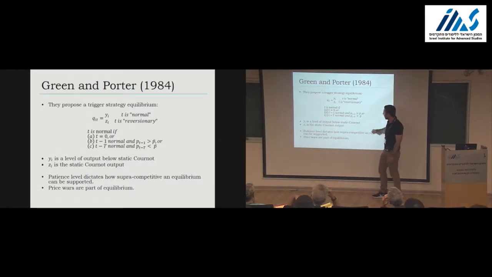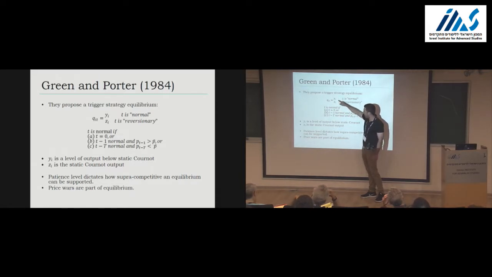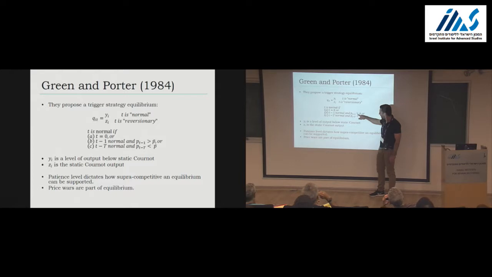Okay, so a period T is normal, where you're cooperating, if you're in the 0th period, so you just started, or if the previous period was normal and the price I observed last period exceeds some equilibrium cutoff rule. So this is like the price was high enough that I'm not worried that you were cheating. This p-bar is determined as a function of the parameters of the underlying model.